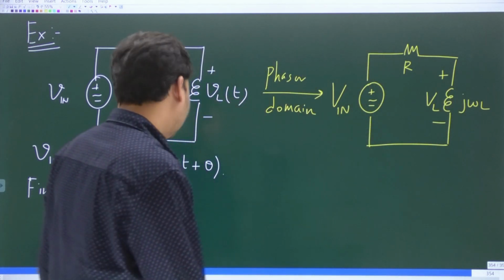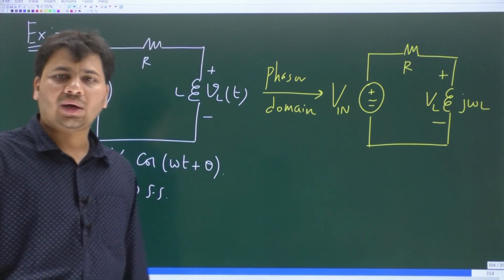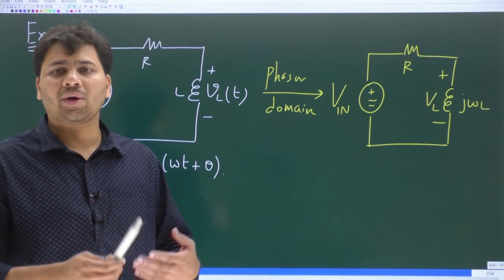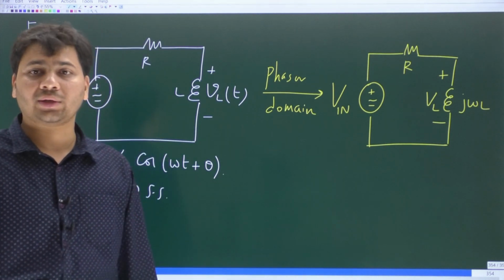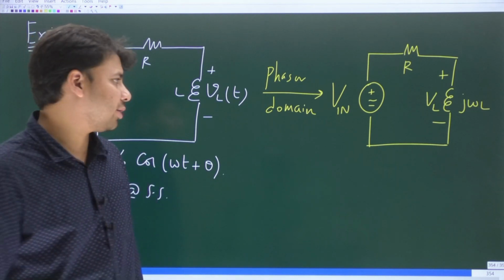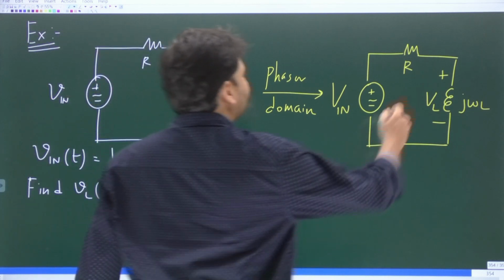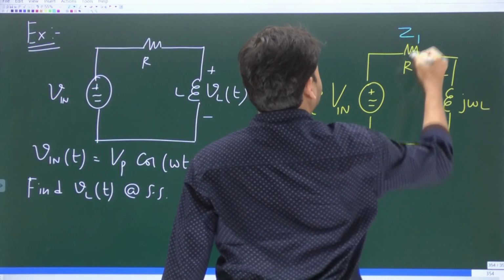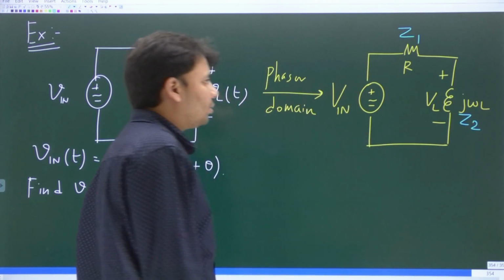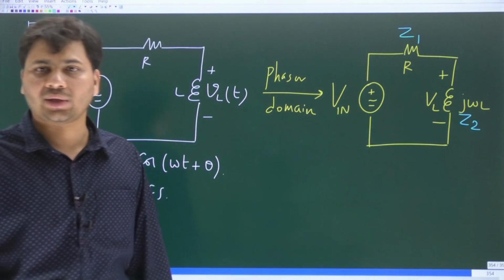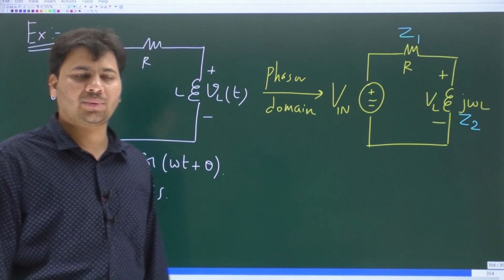So are we not having two impedances in series across a voltage source? If you have two impedances in series across a voltage source, what takes place is voltage division. Voltage division will take place. Here you can call this R as Z1, and you can call this j omega L as Z2. So it is like having two impedances, Z1 and Z2, in series across a voltage source Vn.